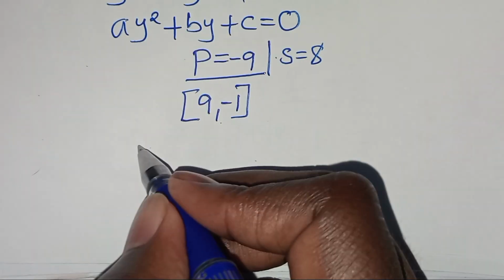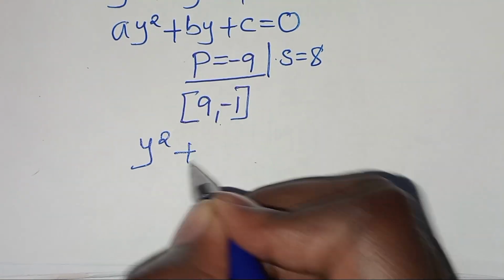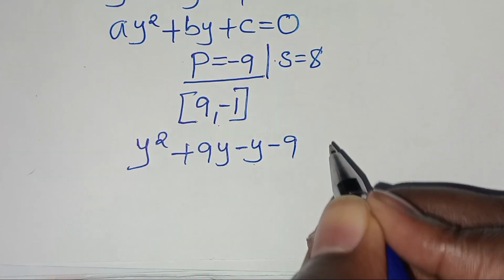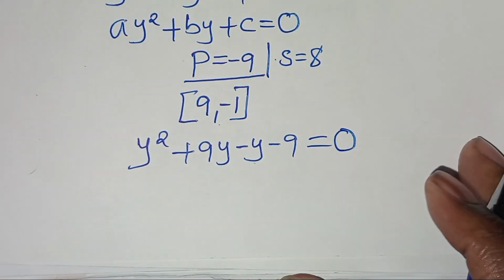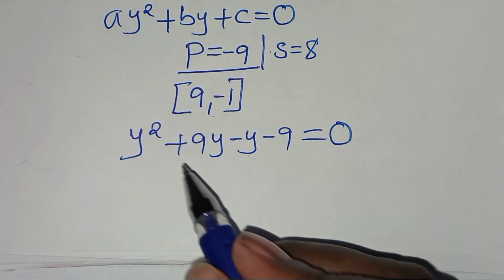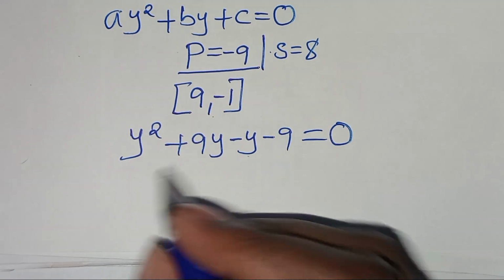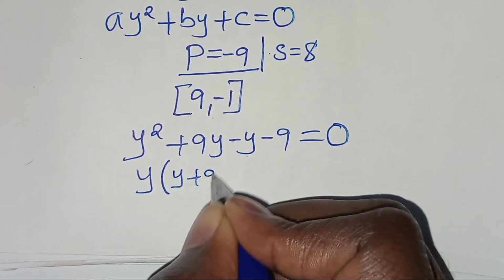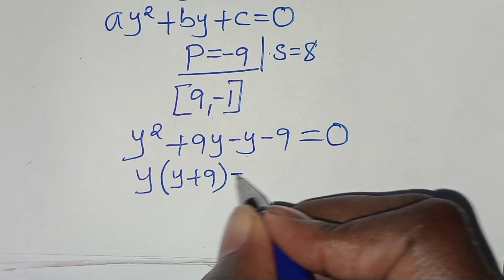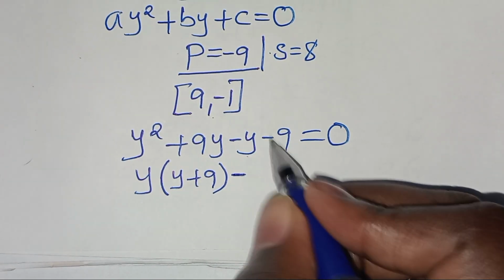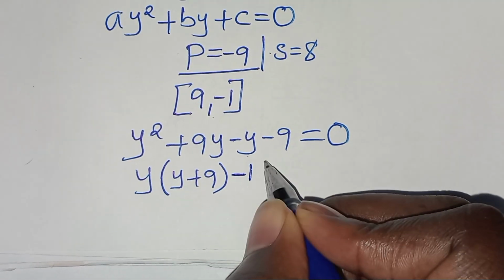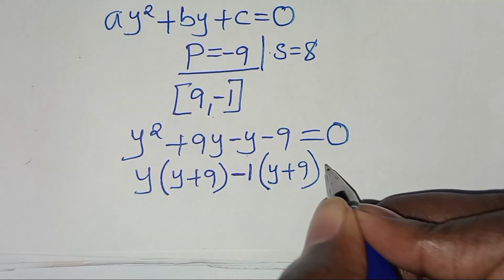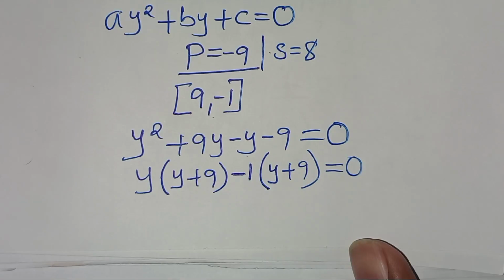So from here, we have y squared plus 9y minus y minus 9, this is equal to 0. So from here, we have that y is common here. We can factor out y, so that here we have y plus 9, close the bracket, then minus y minus 9. We have to factor out 1. Then into the parentheses, this is y plus 9. This is equal to 0.